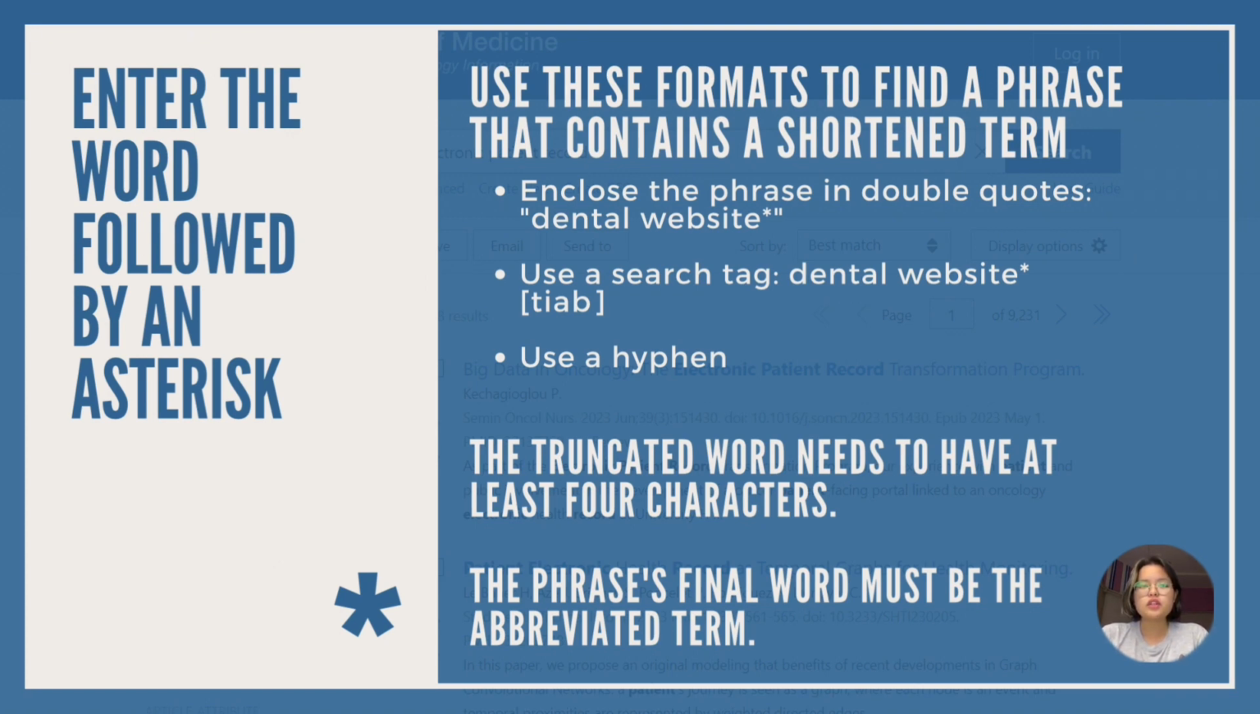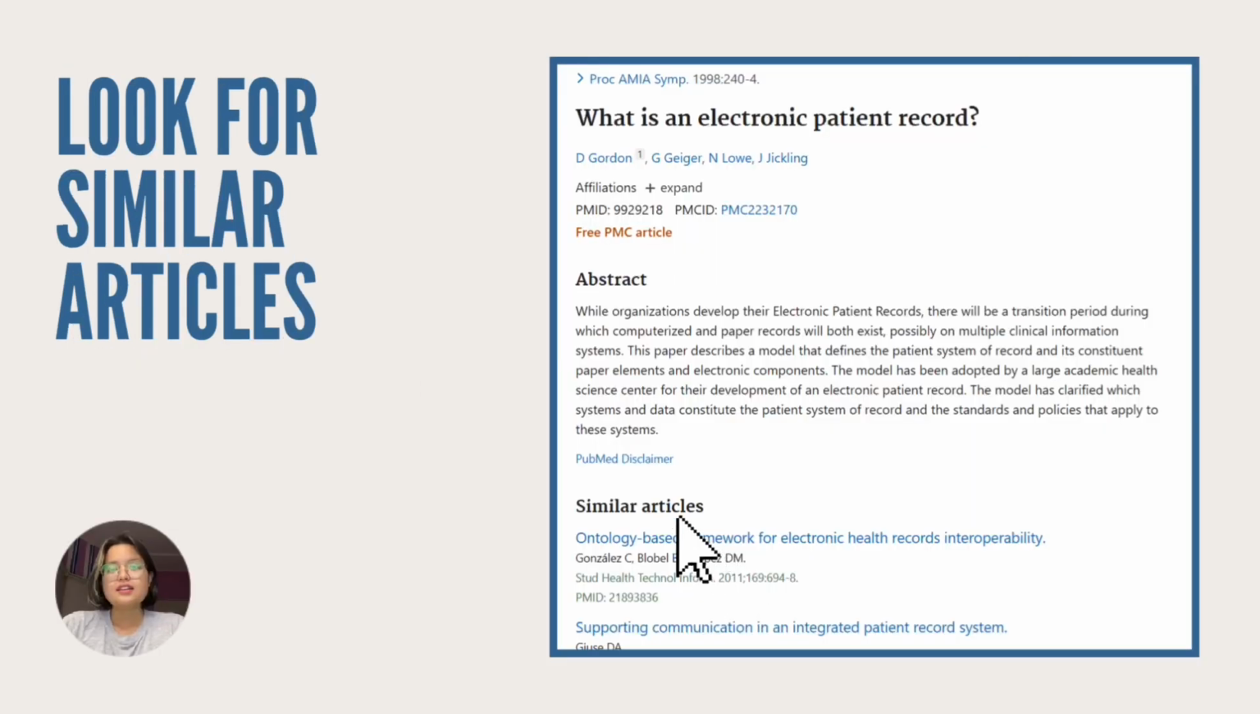The truncated word needs to have at least 4 characters. The phrase's final word must be the abbreviated term. When a term is truncated, the MeSH term and any specific terms that are indented under it in the MeSH hierarchy are no longer included in the process of automated term mapping. The next step is to examine and explore the results of your search.